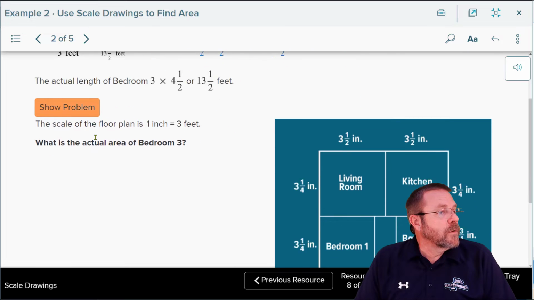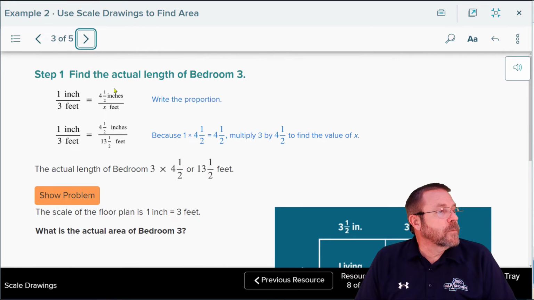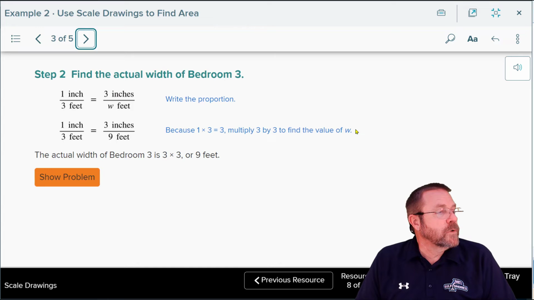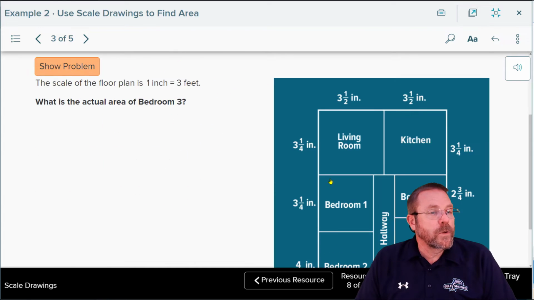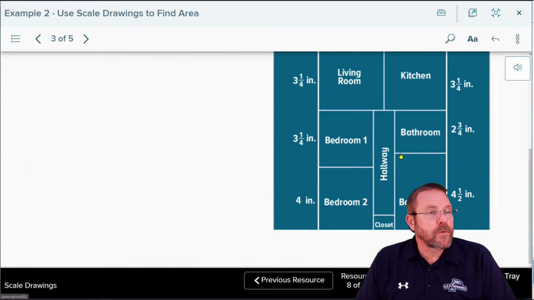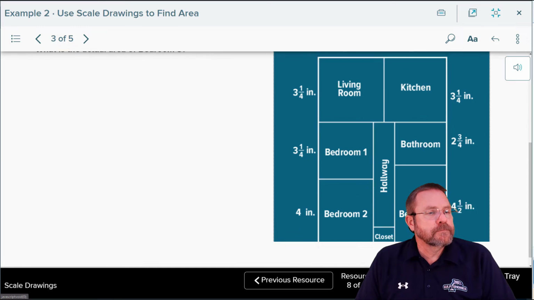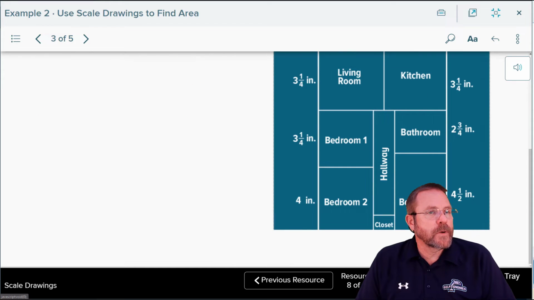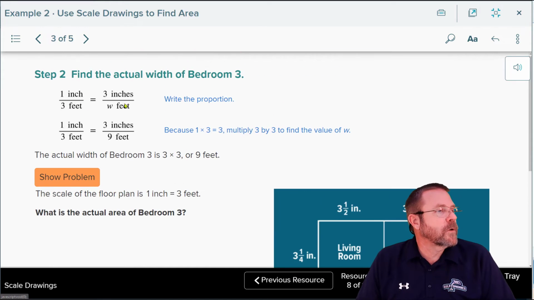From here, we need to also find out what the width of that bedroom is going to be. That's going to be step 2. Once again, the width is going to be this distance across here, which, I guess we cropped it out, but they did actually tell us in the previous problem that that's going to be 3 inches across. So we can say 1 inch is 3 feet, as 3 inches is some unknown number of feet. Do your cross products again, and then you're going to find that that is going to be a 9-foot wide bedroom.